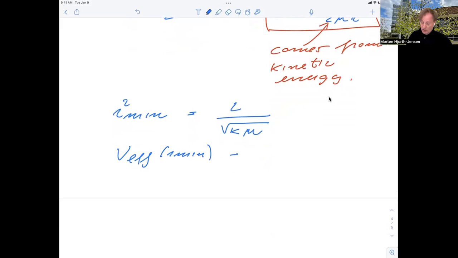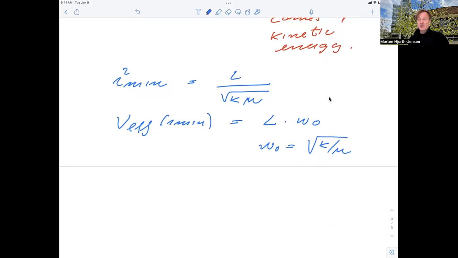That takes the value, when we do the algebra, of L times omega 0. And this omega 0 is simply given by the values which we have seen before. It's k divided by mu. So it contains an angular momentum term multiplied with the frequency which we have defined as the natural frequency of the system.